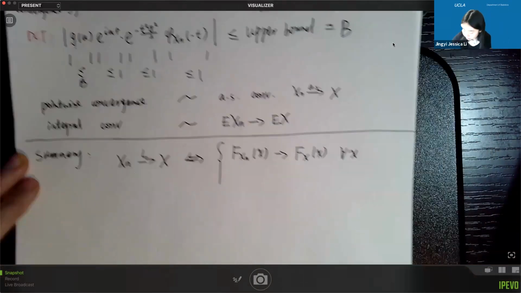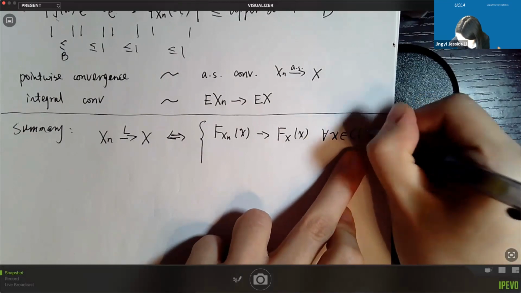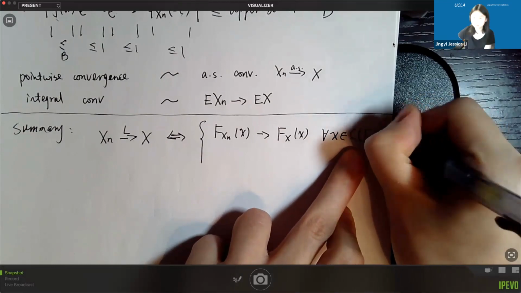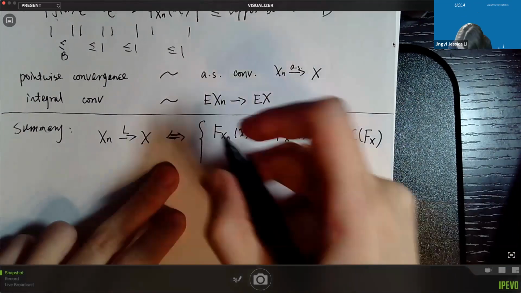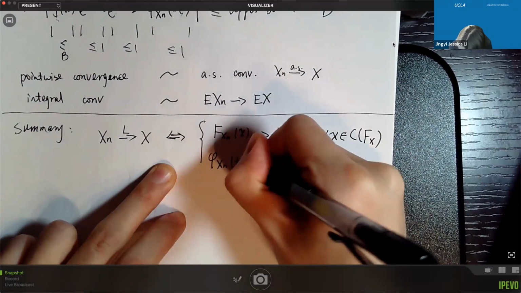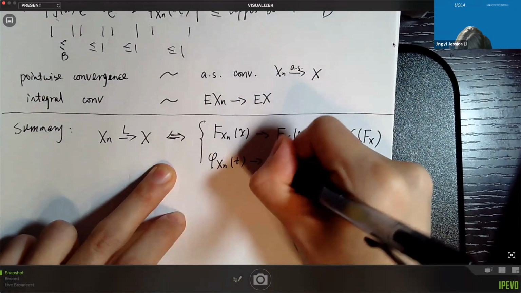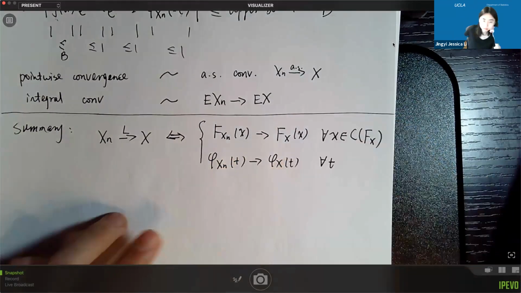And I would say any x in the continuity set. Don't forget about this, in the continuity set. And the second is about the characteristic function convergence. That's Levy's continuity theorem. That's it.